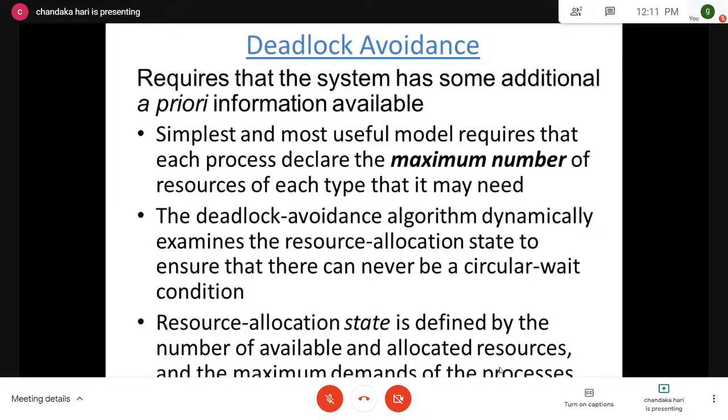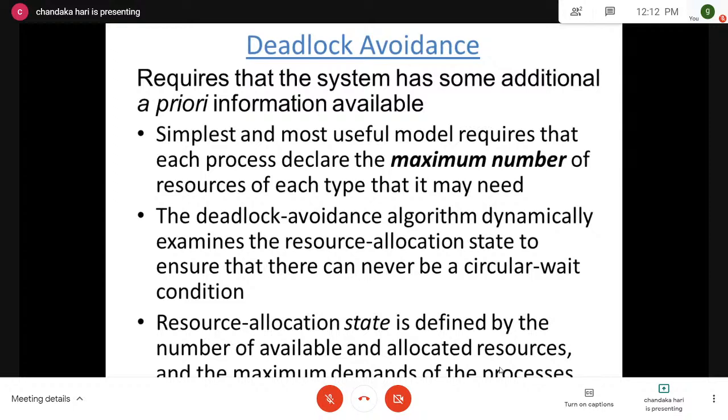The simplest and most useful model requires that each process declare the maximum number of resources of each type that it may need. In order to complete your process, what is the maximum number of resources of each type you need? First, you clearly mention it. Number two, the deadlock avoidance algorithm dynamically examines the resource allocation state, that is, at the time of execution, to ensure that the system will never enter into a deadlock situation, that is, a circular wait.